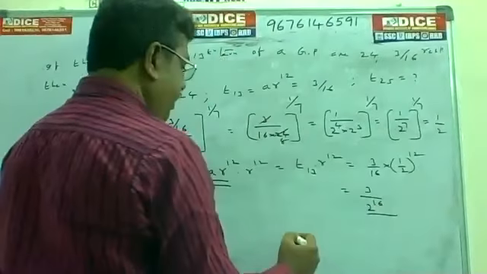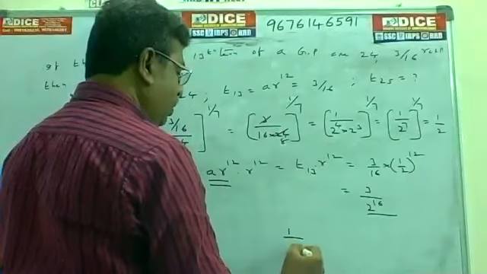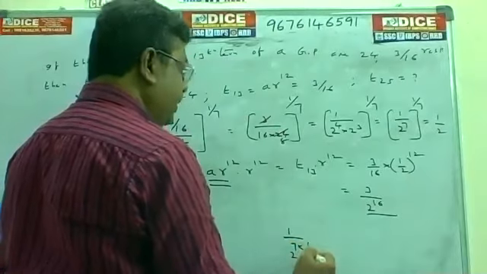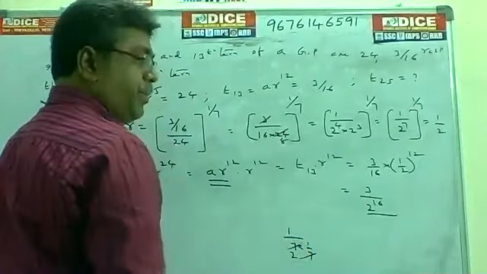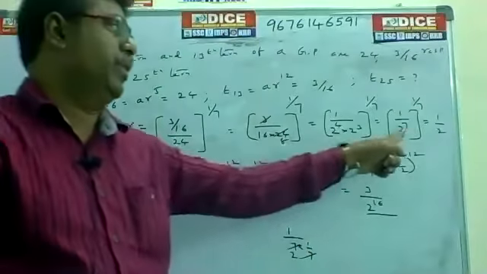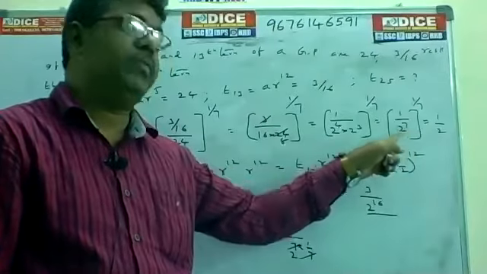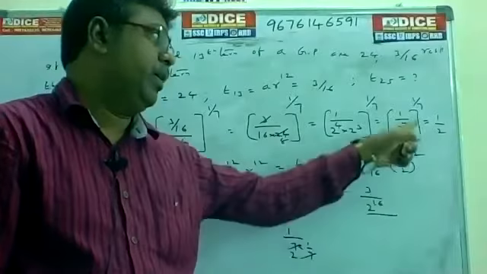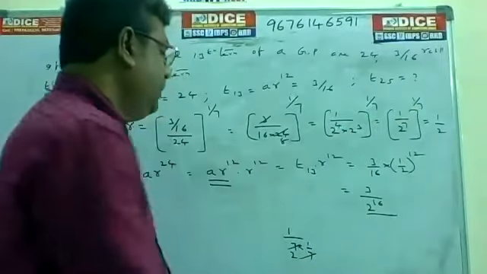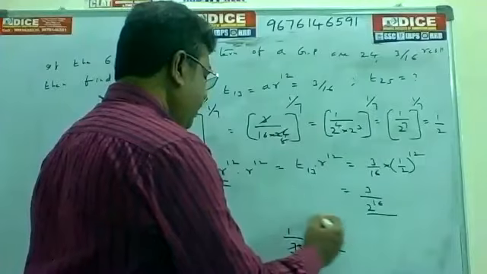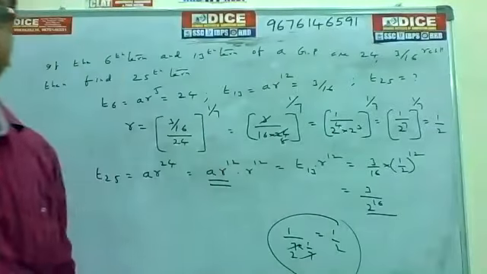See, 1 by 2 to the power of 7 into 1 by 7. This power is 7 and the other is 1 by 7, so the 7 cancels. That's the power cancellation. 7 into 1 by 7 cancels, so this is equal to 1 by 2. That is the power cancellation.